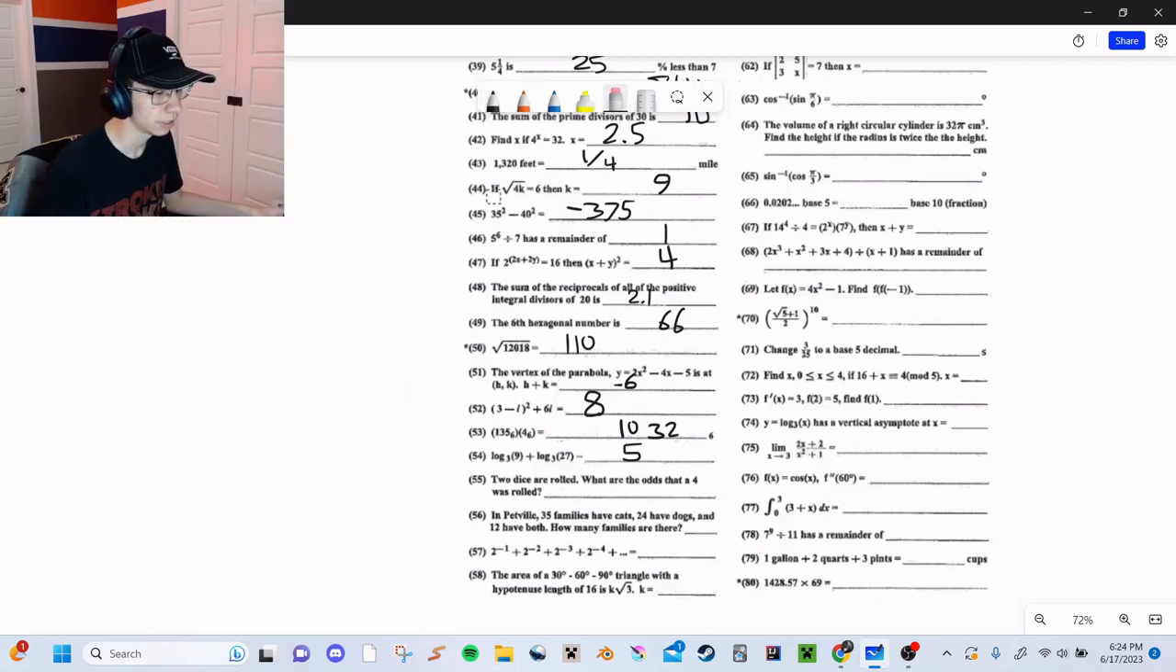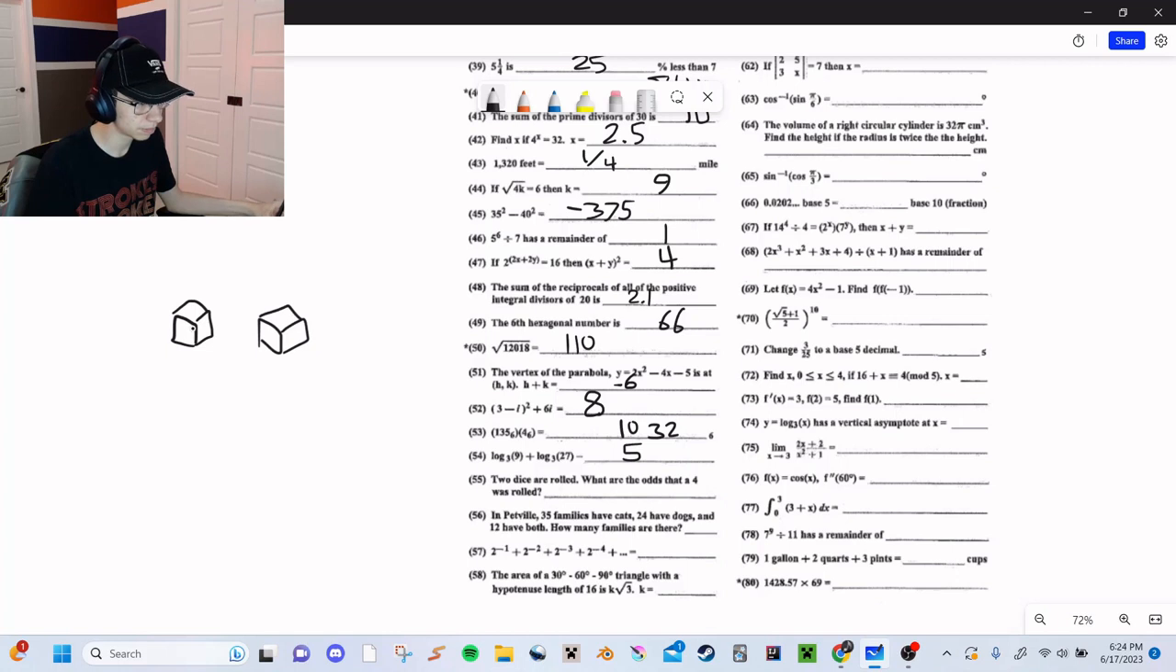Alright, so number 55, 2 dice are rolled. What are the odds that a 4 was rolled? So this, okay, you gotta memorize this. So I have 2 dice. The dice, you know, they're labeled 1, 2, 3, 4, 5, 6, right?